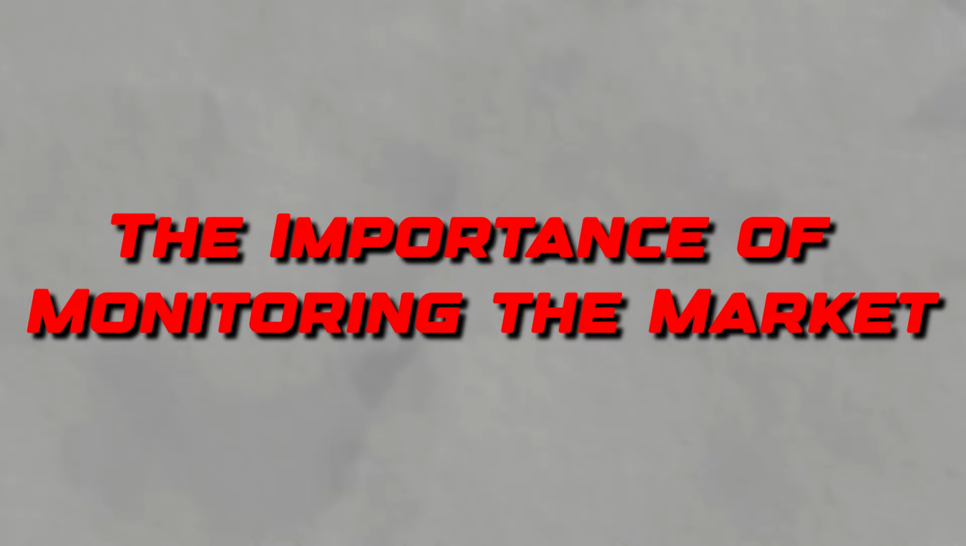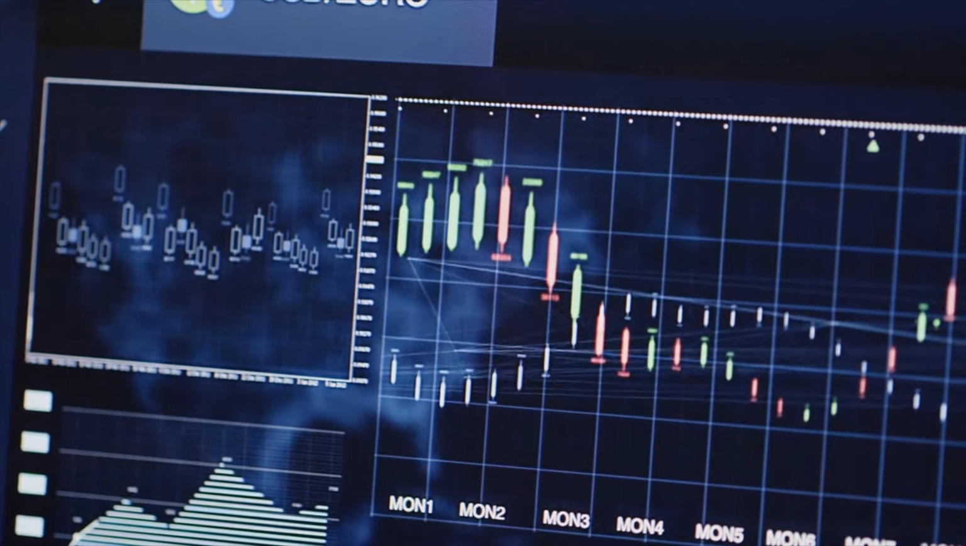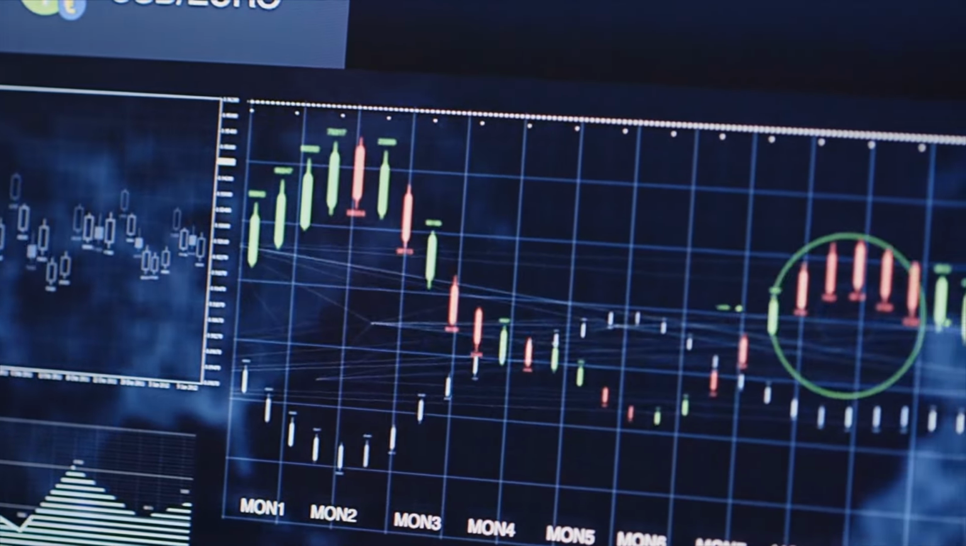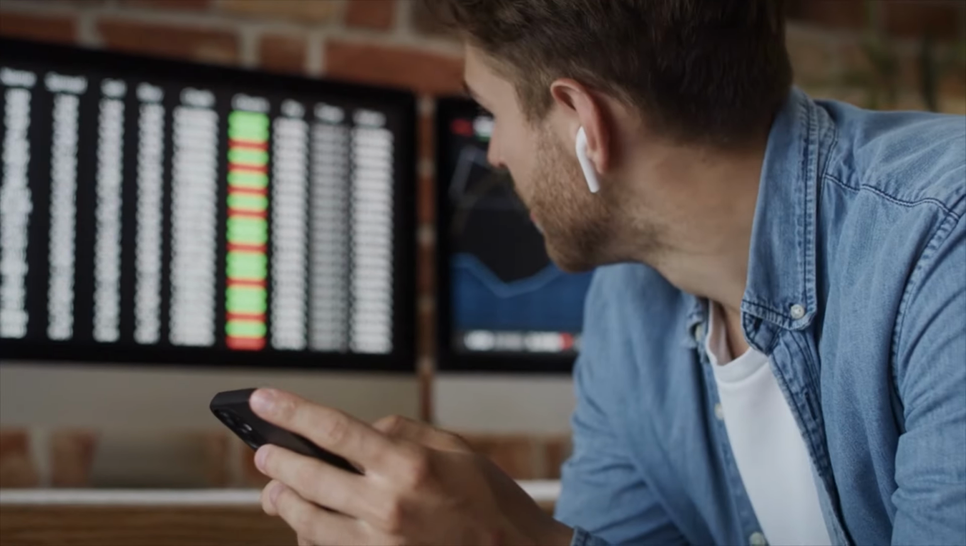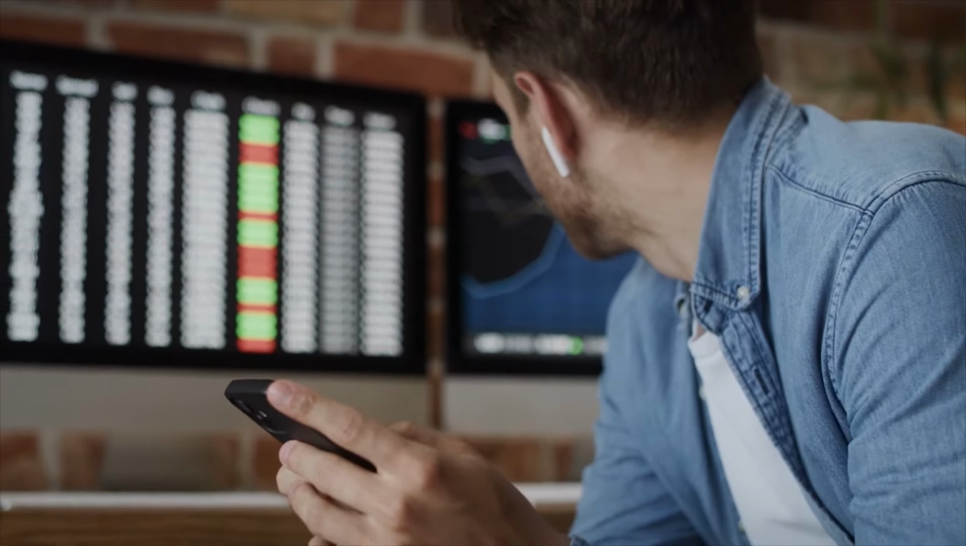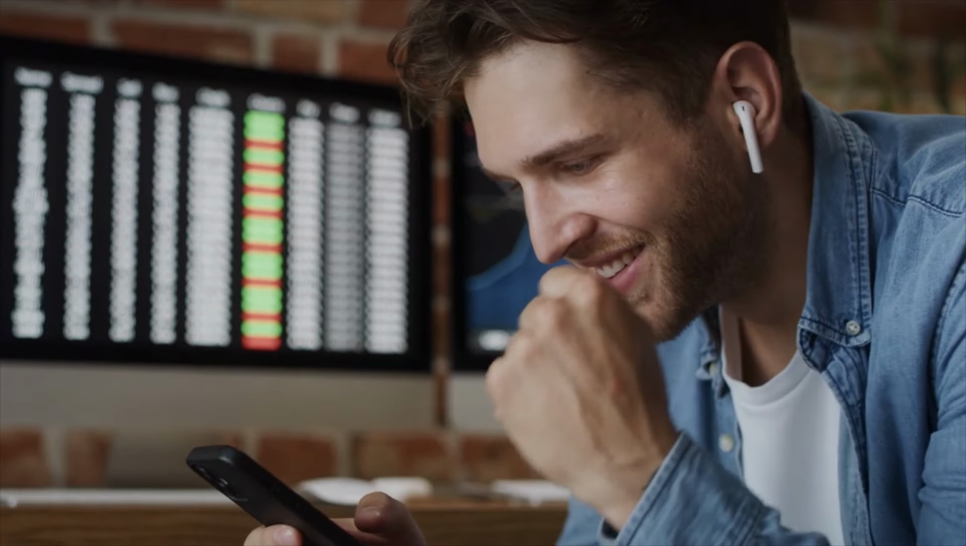The importance of monitoring the market. Successful options trading requires constant monitoring of the market. Prices of options can change quickly based on market conditions, news, or earnings reports. Keeping an eye on these factors will help you make better decisions on when to buy or sell options.